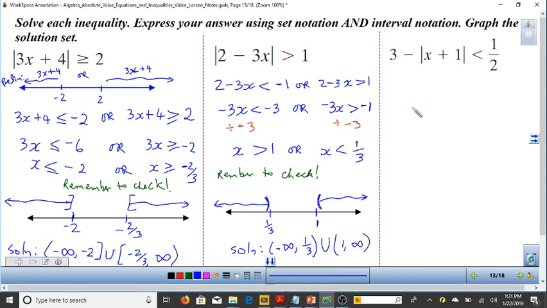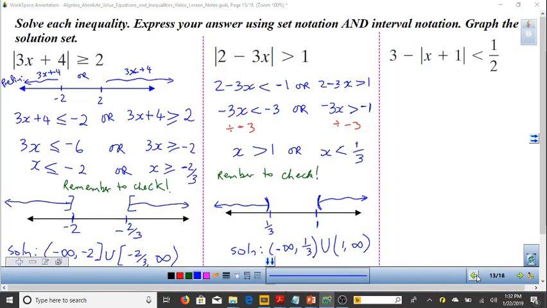The process is the same. You just have to be patient and work step by step. Now, let's go quickly to the next example here. Isolating the absolute value, we get negative absolute value of x plus 1 is less than half minus 3.